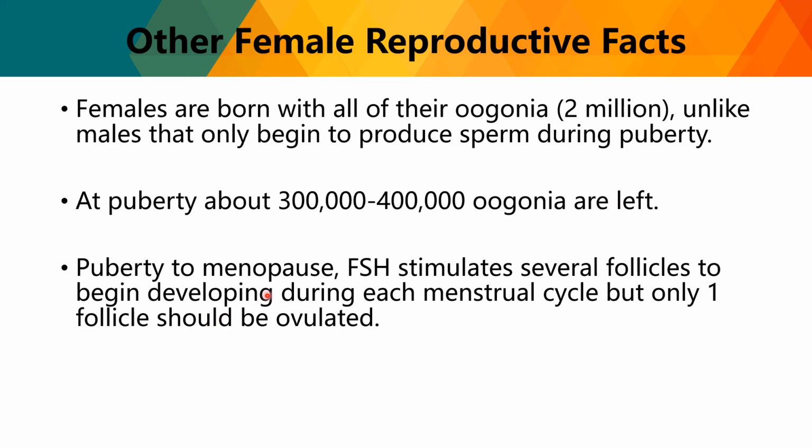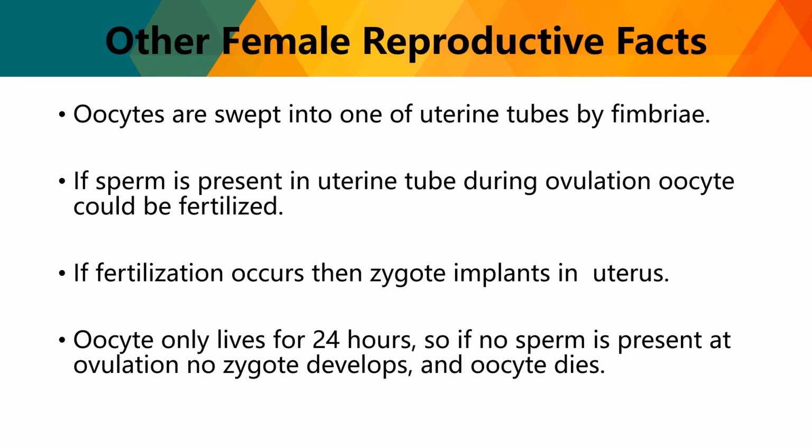Okay? So, puberty to menopause, FSH stimulates several follicles to begin developing during each menstrual cycle, but only one follicle should be ovulated. So, regulated ang pag-release ng egg cells. So oocytes are swept into one of the uterine tubes by the fimbriae, and if sperm is present in the uterine tube during ovulation, oocyte could be fertilized. If fertilization occurs, then zygote implants in the uterus, and the oocyte only lives for 24 hours. So if no sperm is present at ovulation, no zygote develops and the oocyte dies.